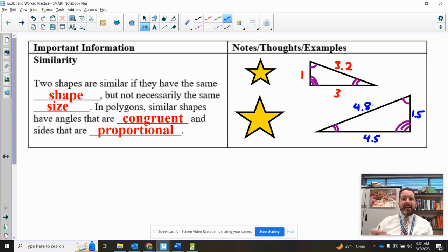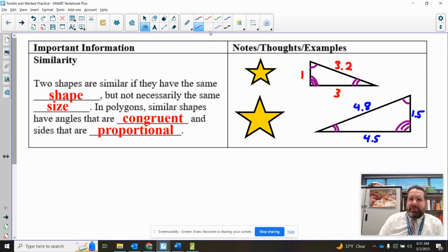Now, when you're checking polygons, so straight-sided figures, if two shapes are similar, here's what happens. Number one, the angles are congruent, meaning they're equal size. And we show that with little marks. So this single angle mark and this single angle mark means those two angles are the same size. Two arcs and two arcs, those angles are the same size. Three arcs and three arcs, those angles are the same size.